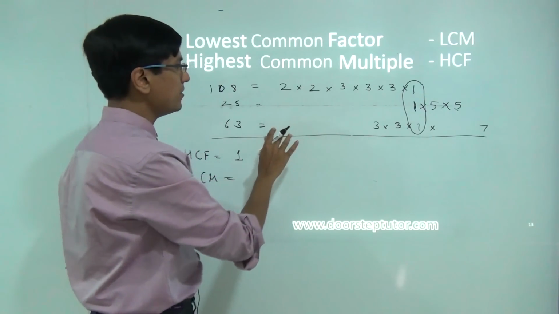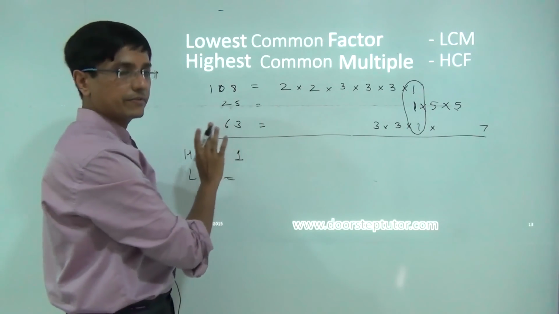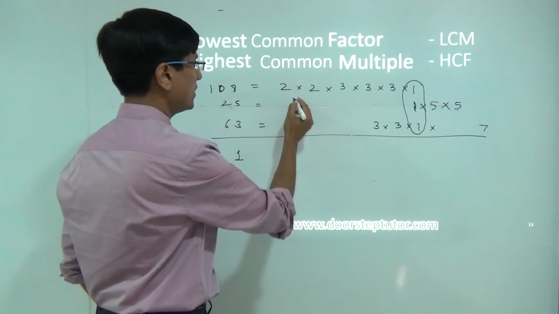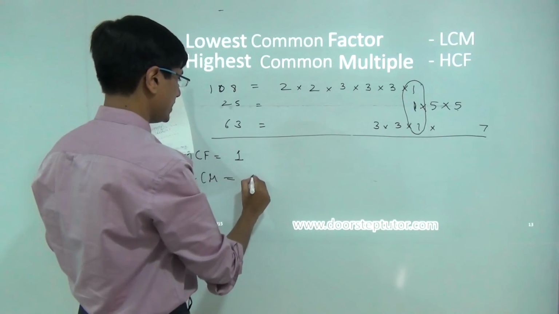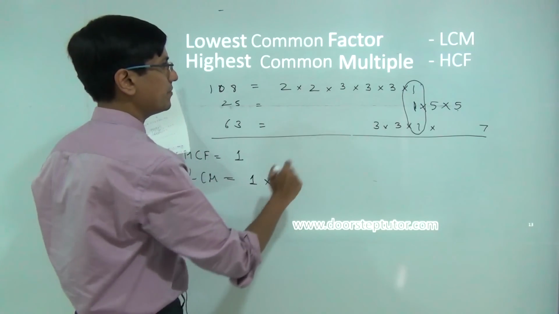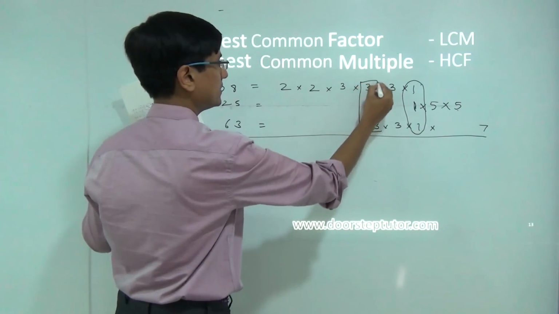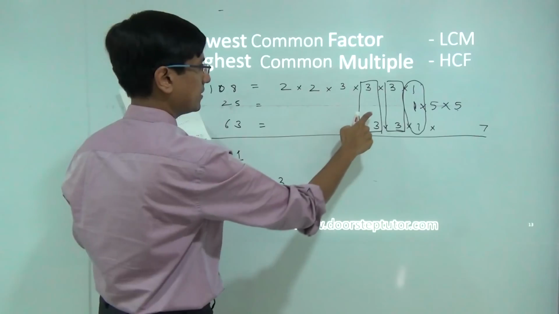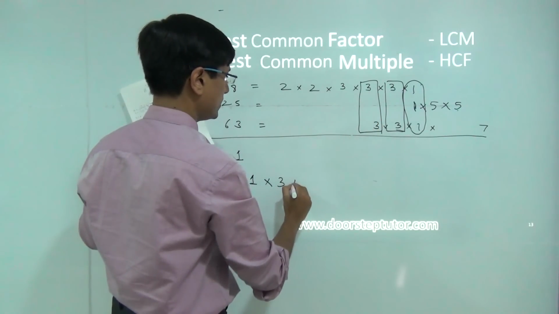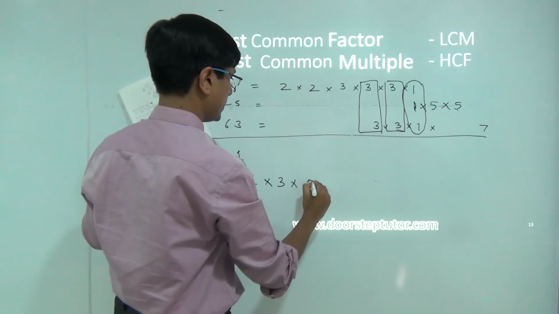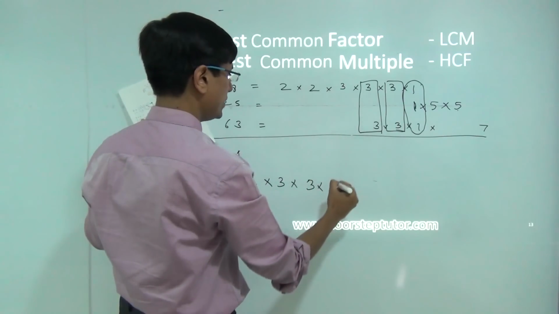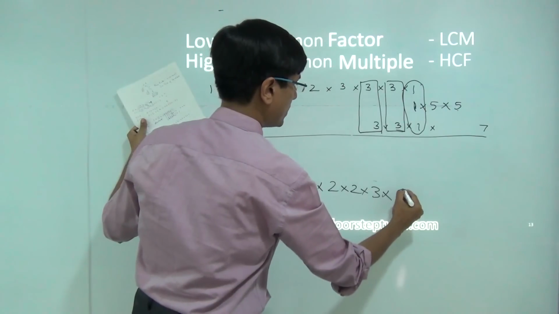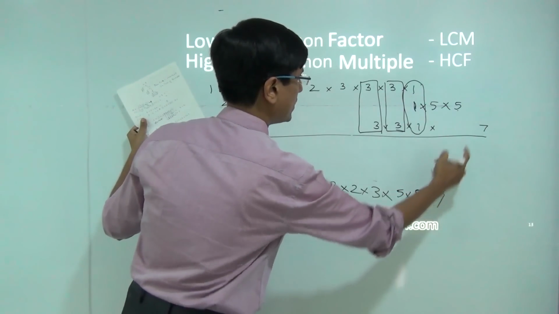That is a number which is divisible by each of these, right? 108, 25 and 63 separately. So the way I find it is, I write the common factors only once. So 1 I will write once. From these two threes, I am going to pick 1 each. So from these two I will pick 1. From these two I will pick 1. Okay. These 2, 2 and 3 I will write as they are. This 5 and this 5 I will write as they are. And this 7 I will write as it is.